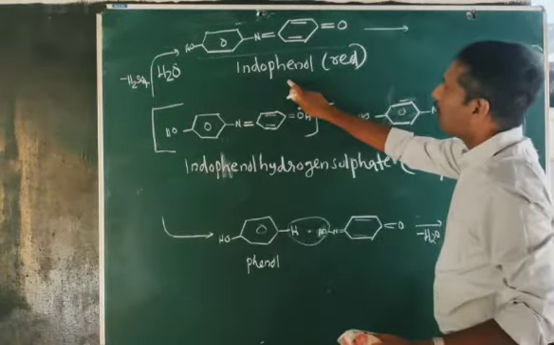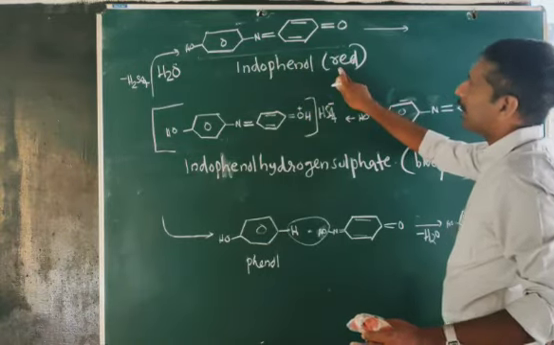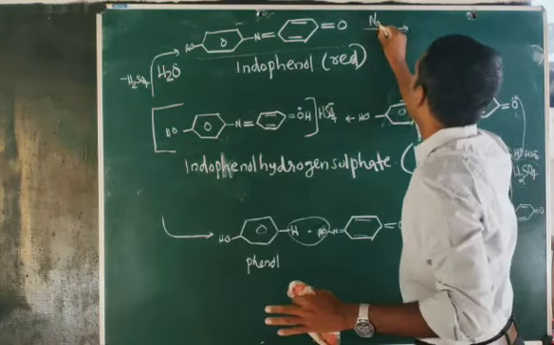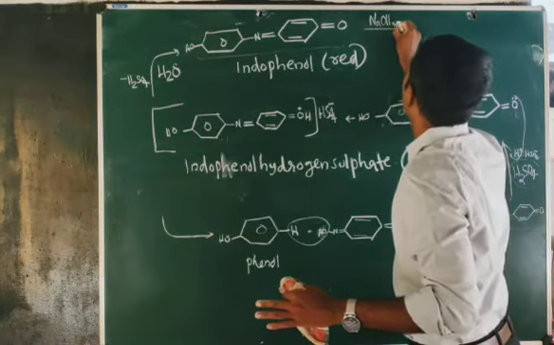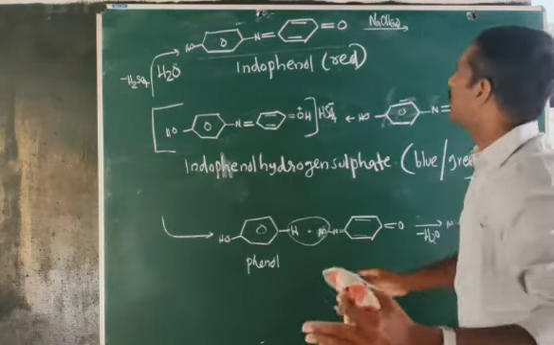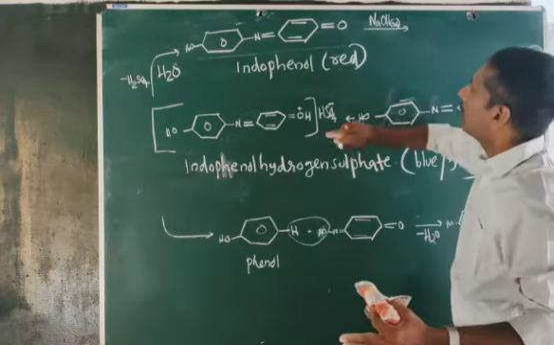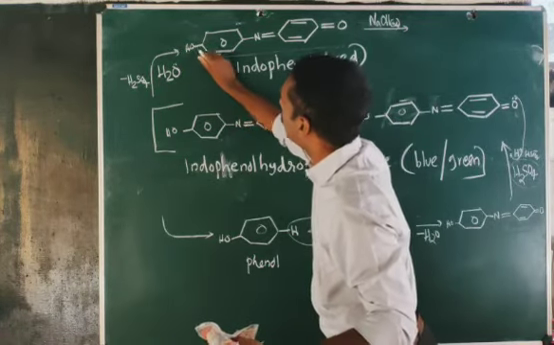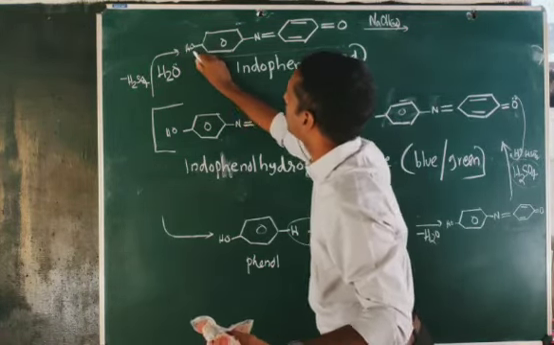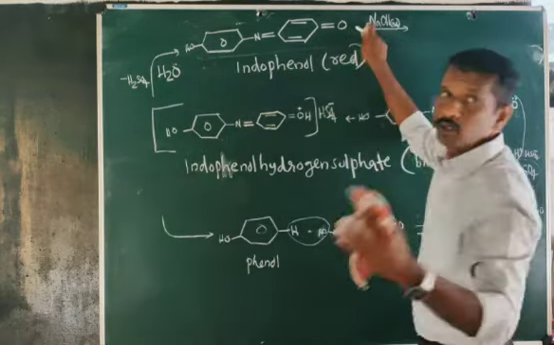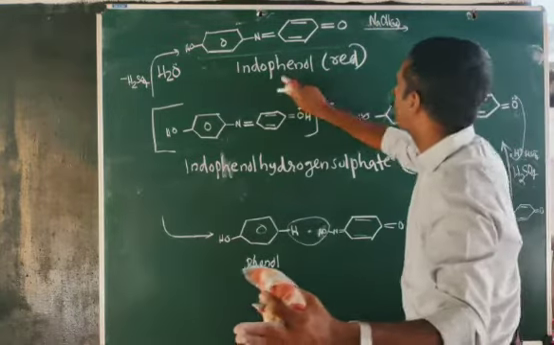Now what is the last step? This indophenol, that means the red colored compound, on basification with aqueous NaOH, what do we get? We get back the blue or green color. The reason is that when it reacts with NaOH, there is an OH part here, like our phenol. This H will be replaced by Na, that means we get the sodium salt of indophenol.